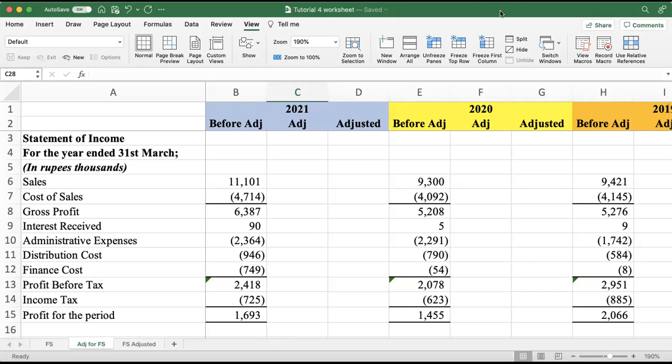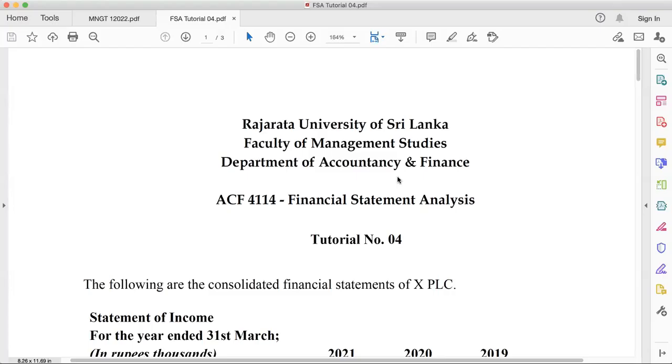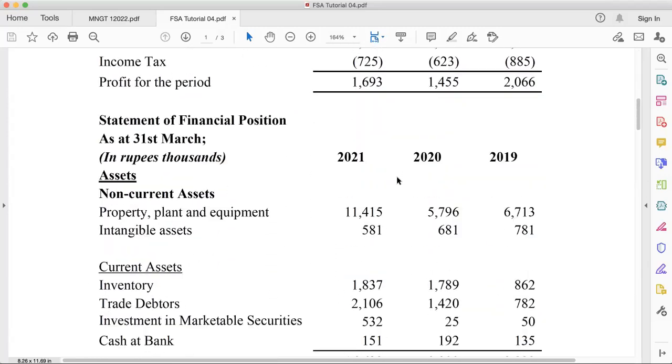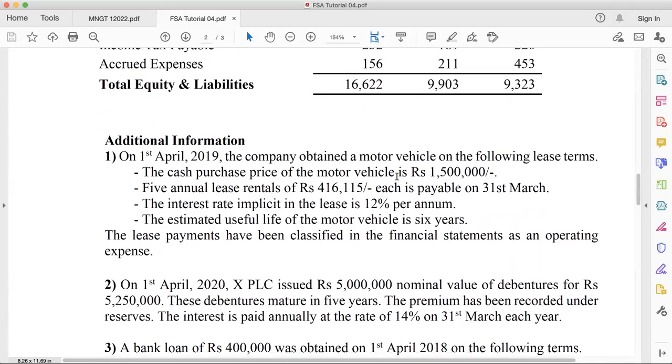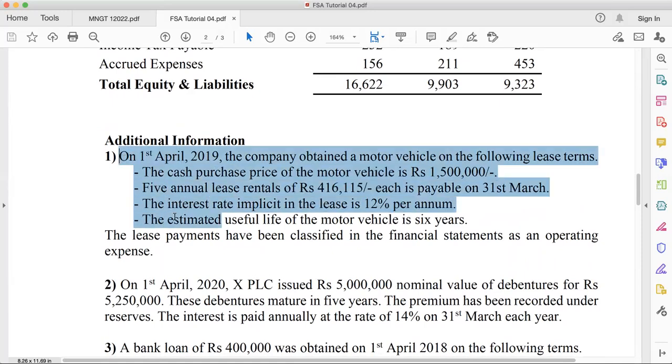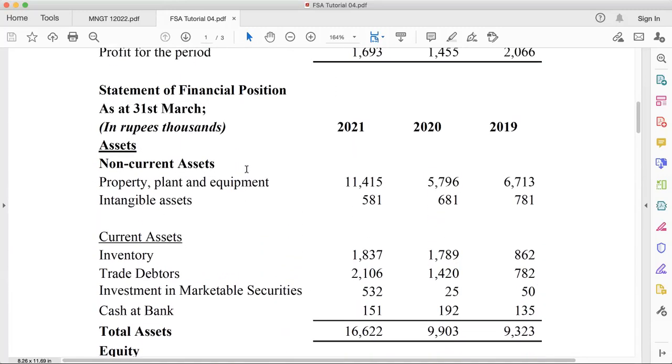Now let's see additional information number 1 in your tutorial. You see, on 1st April 2019, so that is in the 2019-20 year. So here, 2020 year.